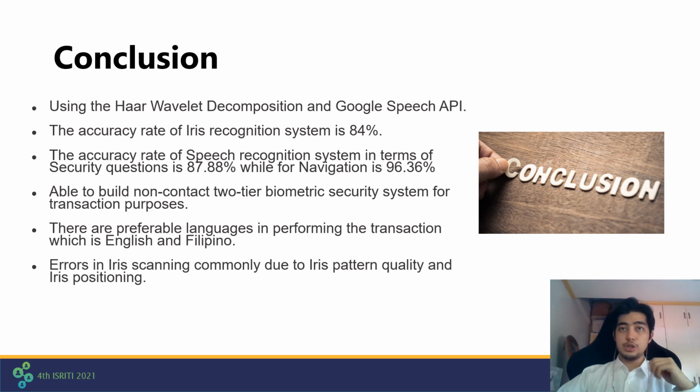Now, the error occurs during the iris scanning, commonly due to the iris pattern quality and the iris positioning. Since people tend to wink during the iris capturing, that could affect the process of the iris segmentation and could lead to an error in the system.